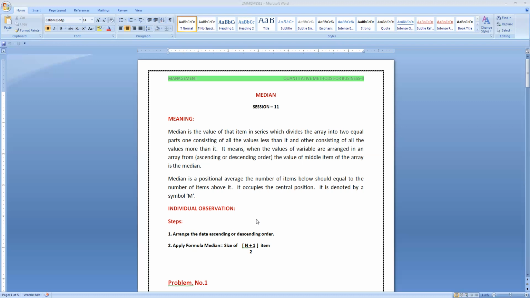So how to calculate the median under individual series? There are two steps. In case of mean, there is no requirement for arranging the data, but in case of median, we are required to arrange the data either in ascending order or descending order. That is the first step. The second step is to apply the formula: median is nothing but the size of (n plus 1) by 2 items. These are the two steps to be followed under individual series.